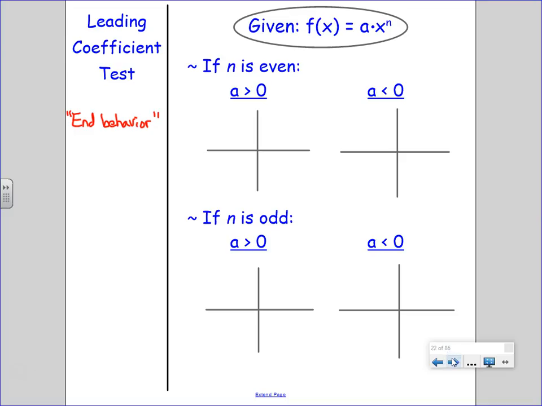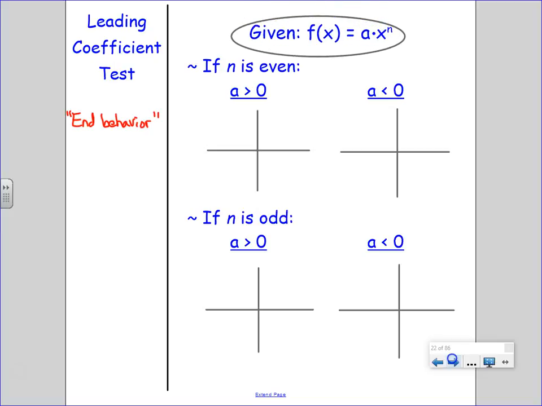Leading coefficient test. That just means, hey, leading coefficient, we know that. It's the coefficient of the highest degree term, right? For a quadratic, it was the x squared term. For a cubic, it'd be the coefficient of the cube term, etc.